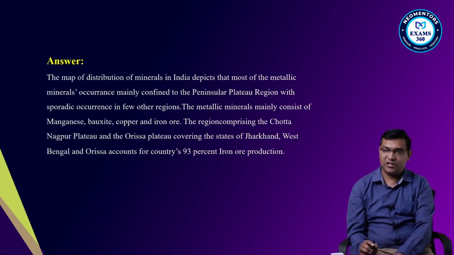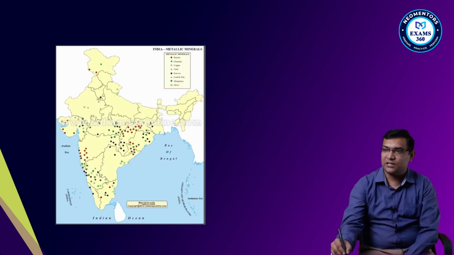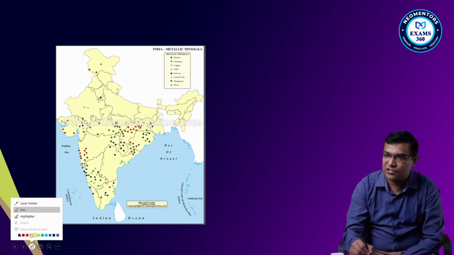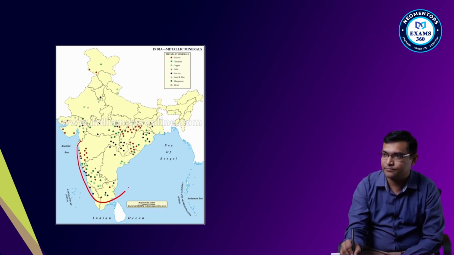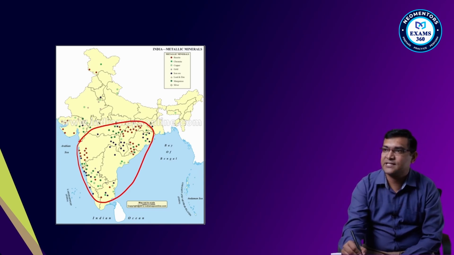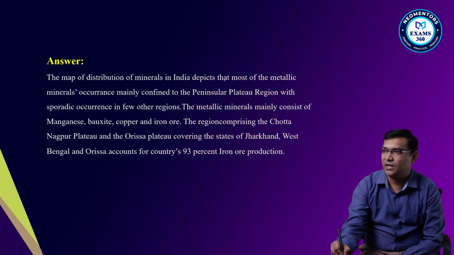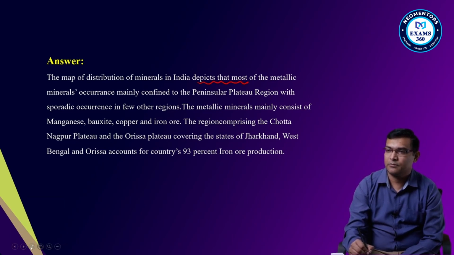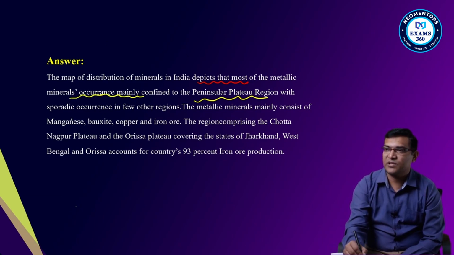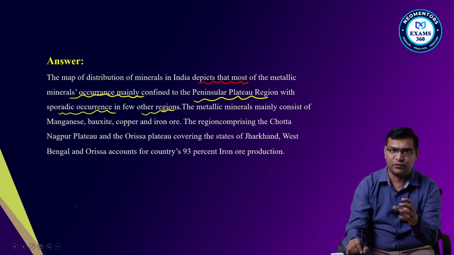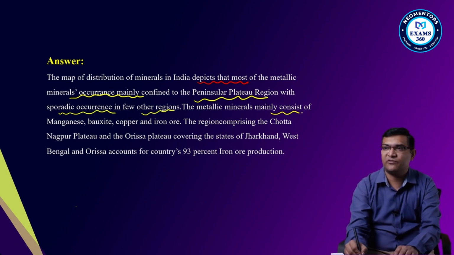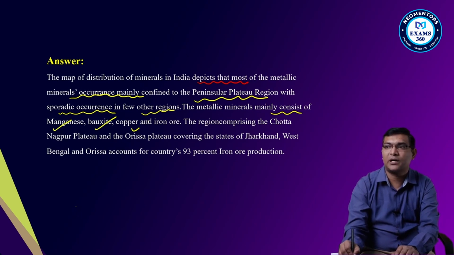If you look at the map of distribution, you see that the maximum amount of distribution is in southern India. Okay, very less you can see here and there, very less amount. Question is why? Answer is simple. The map of distribution of minerals in India depicts that most of the metallic minerals occur mainly in the peninsular plateau, with sporadic occurrence in a few other regions, very few. The metallic minerals mainly consist of manganese, bauxite, copper, iron ore.